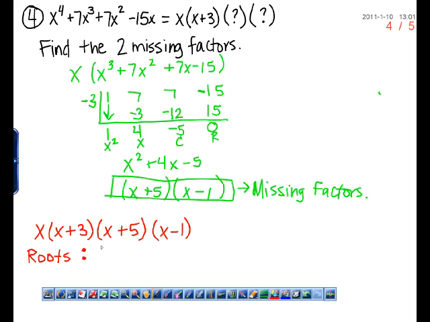What are they? 3 roots. What kinds of roots are these? They're real. These are real roots. So that means these are also my x-intercepts.